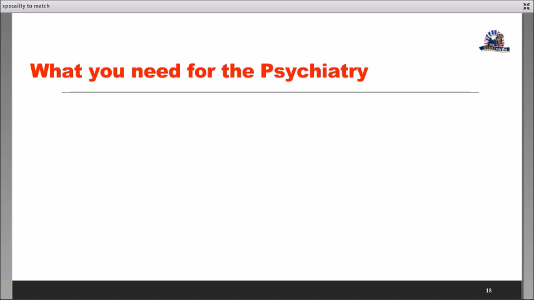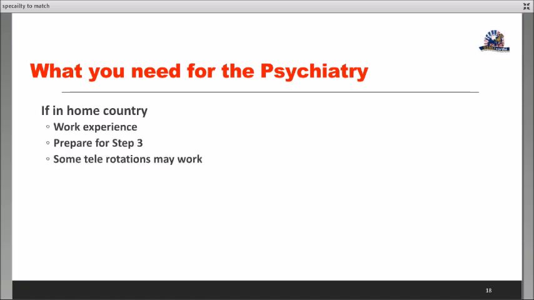And how can you improve your profile for psychiatry? Similar, like I mentioned in other specialties, home country experience can be leveraged. It is very powerful. Start preparing for step 3 if you don't have step 3 and you are in your home country.